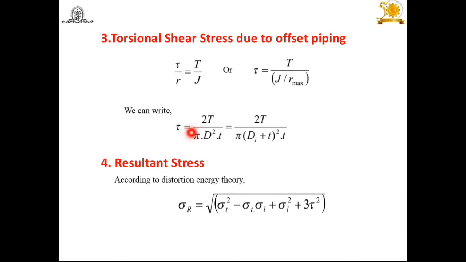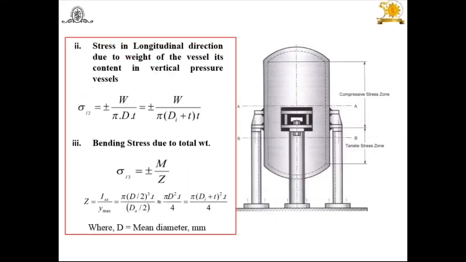Now we have sigma t, we have sigma L and tau. At the last, to find out the resultant stress, we use the distortion energy theory. According to this theory, resultant stress is equal to under root of sigma t square minus sigma t into sigma L plus sigma L square plus 3 tau square. Substitute tau here. Sigma L means sigma L1 plus sigma L2 plus sigma L3, and sigma t means circumferential or tangential stress, already calculated.